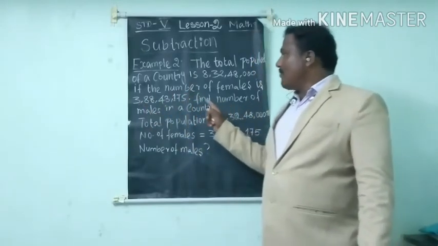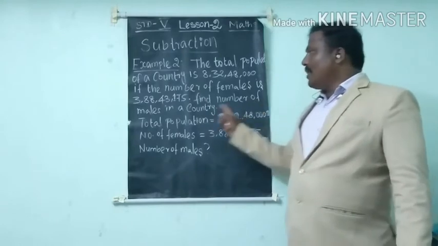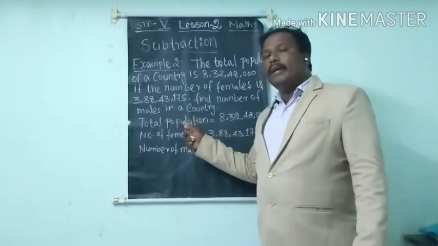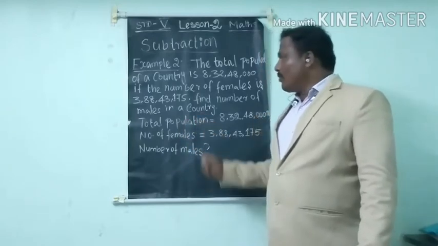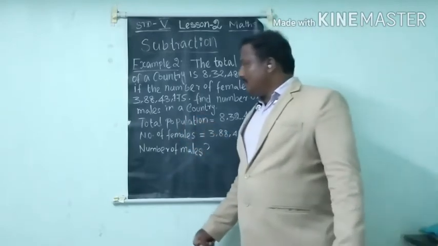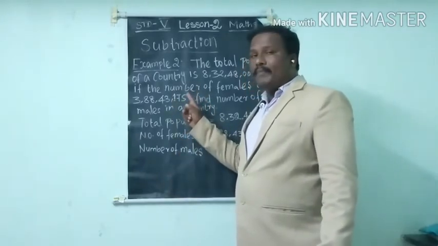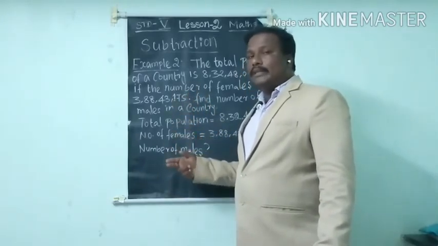So what is the sum? Find the number of males in the country. We want to find out the male count. So how do we find it out? There is a formula, and based upon this sum, we make a formula like this.